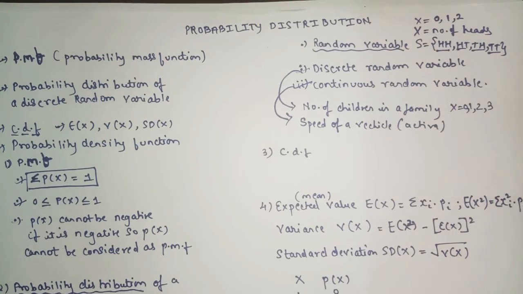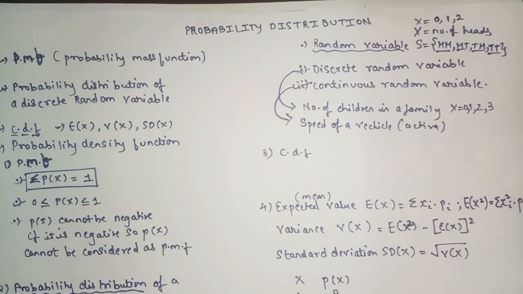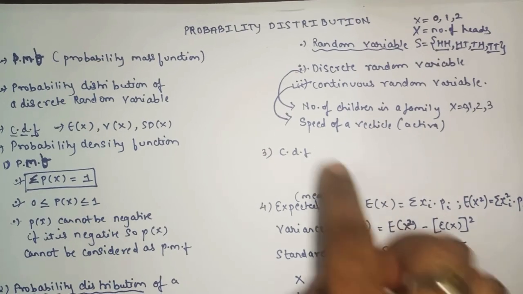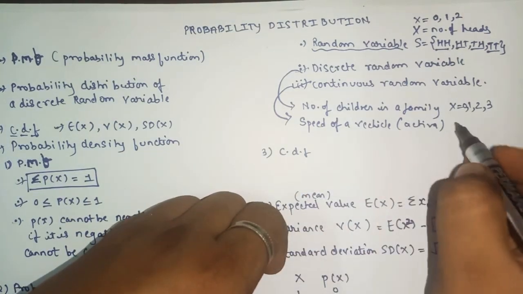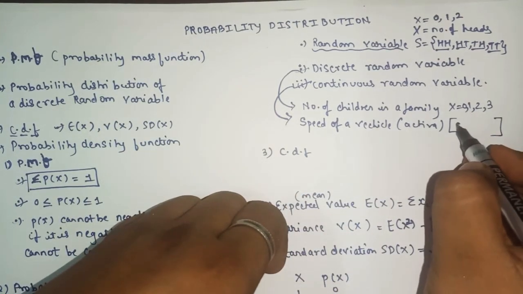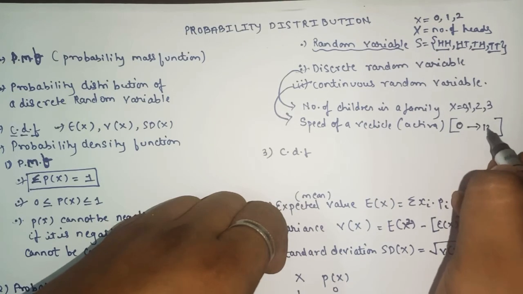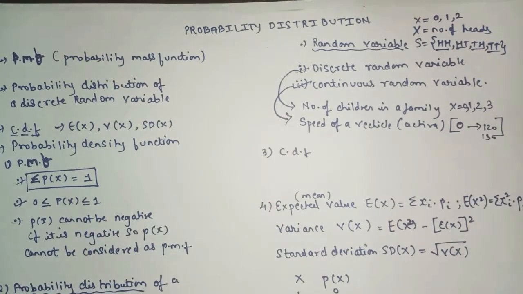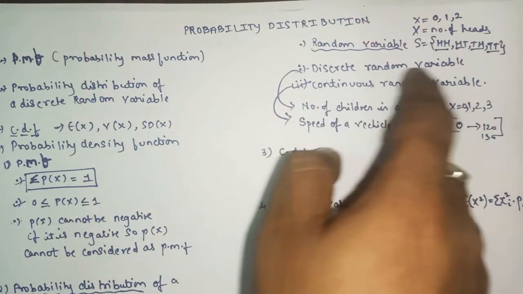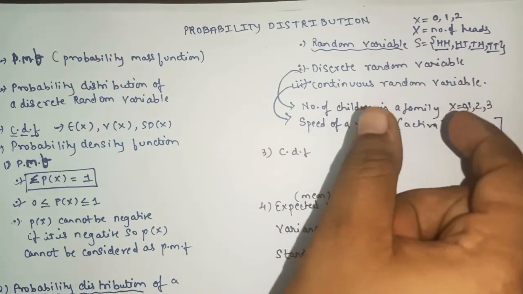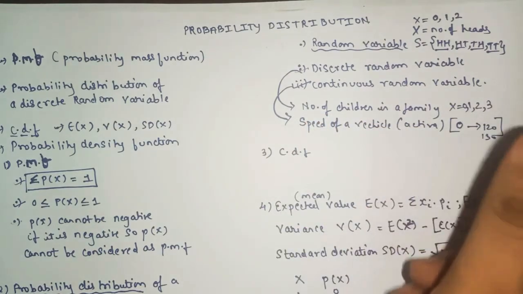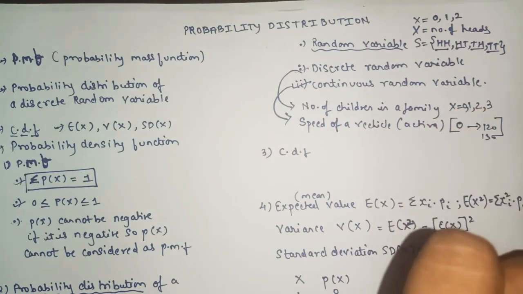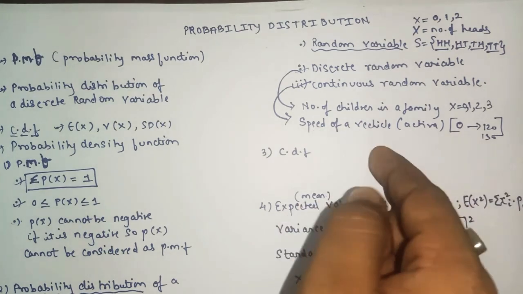It varies. Sometimes the speed will increase and sometimes it will decrease, as it has a certain limit. It will start from 0 and the ending will be what? 120, 130 kilometers. Yes or no? Not more than that. So what do you mean by continuous random variable? It means it will have a certain interval. That means the number will lie between some numbers. Yes or no? Speed of the vehicle.